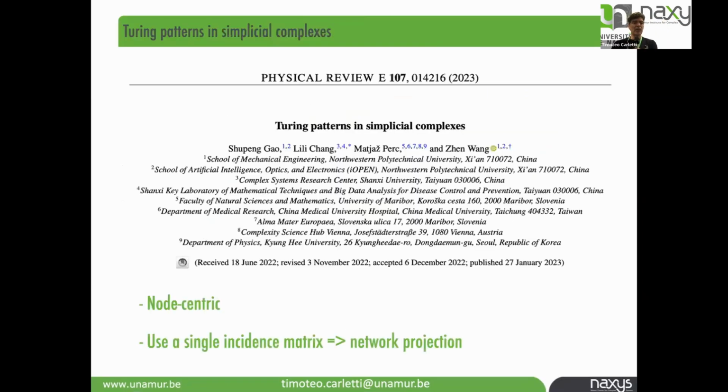Okay, so let me now pass to simplicial complexes. I don't know how much time I have. Okay.